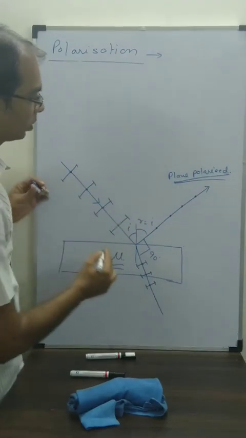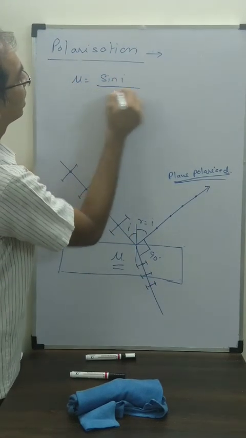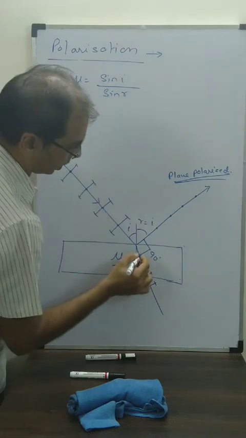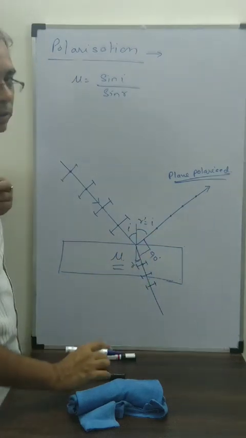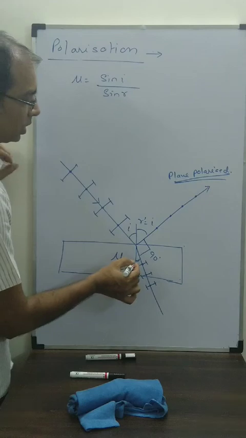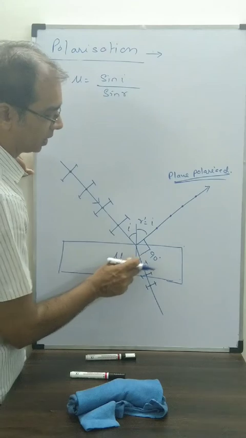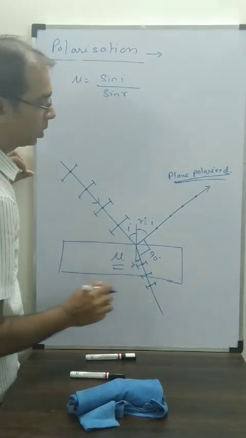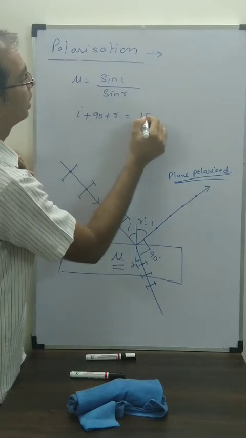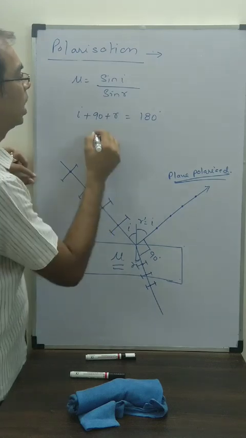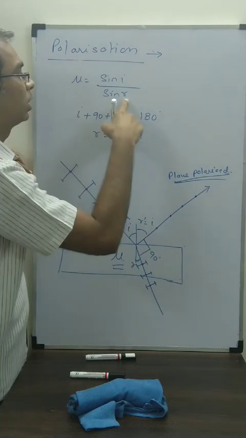So we know that whenever we are talking about refraction, we always write mu equal to sin I by sin R. Now here this sin R is this one. This is R. Okay, here I am taking this as R dash. Alright, now you can check this one. This R plus 90 plus this R dash, I can say this total angle is 180 degrees. Okay, so I plus 90 plus R equal to 180 degrees. Right? So R equal to what? R is 90 minus I. So this R value I am going to keep over here.